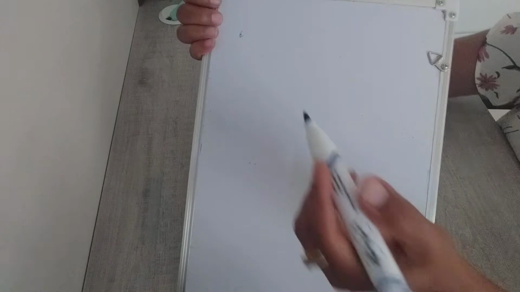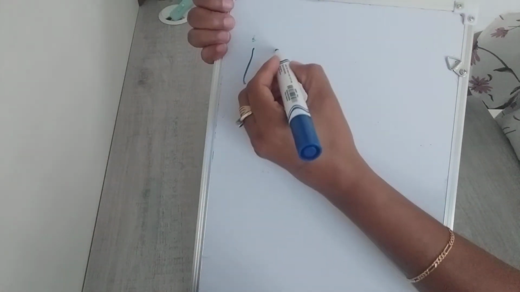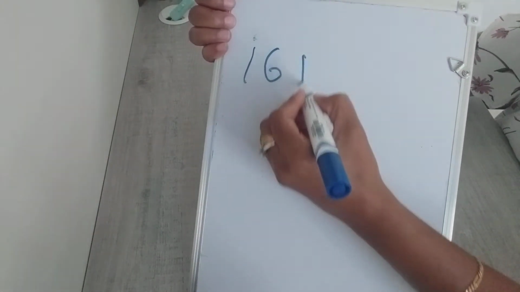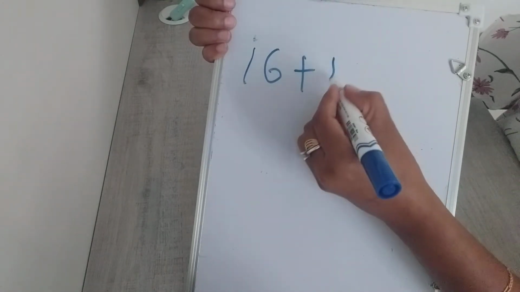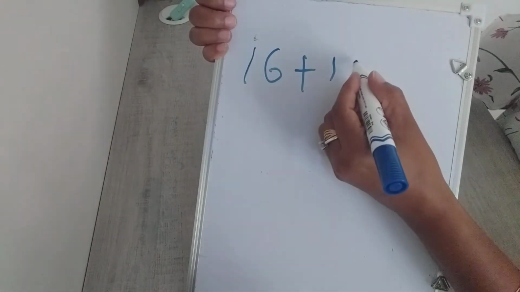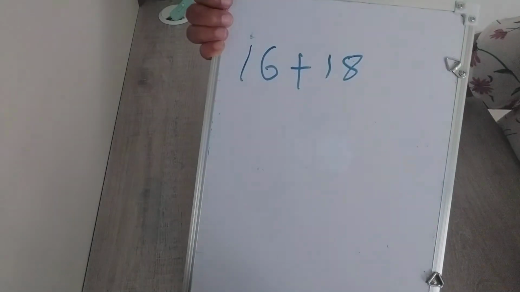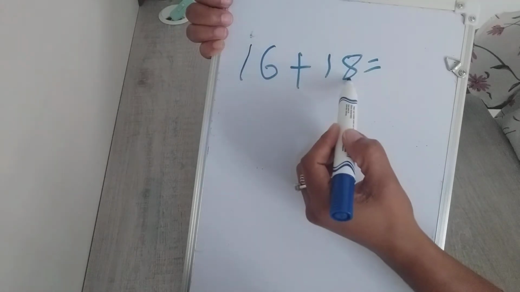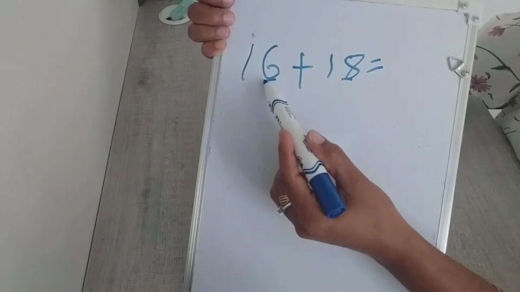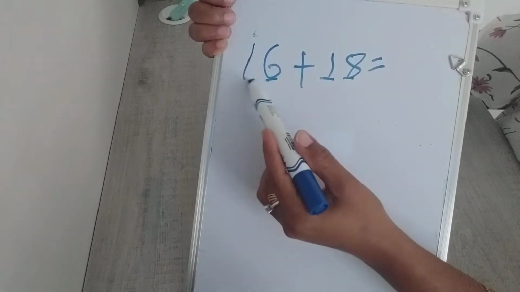Here, what is 16 plus 16 plus 7 and okay, 18. What is the answer? We can add this and this first, and then after that, this and this.